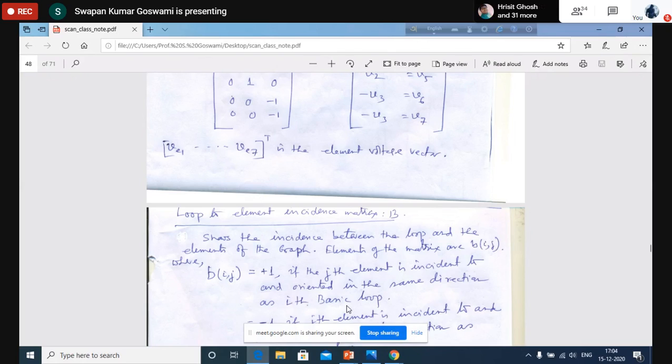How do we find out the orientation of the basic loop? It is the same as the link forming the loop. The direction or orientation of a loop is considered to be the same as the orientation or direction of the link forming the loop. All right. So if the jth element and loop i have the same orientation, then it will be +1.